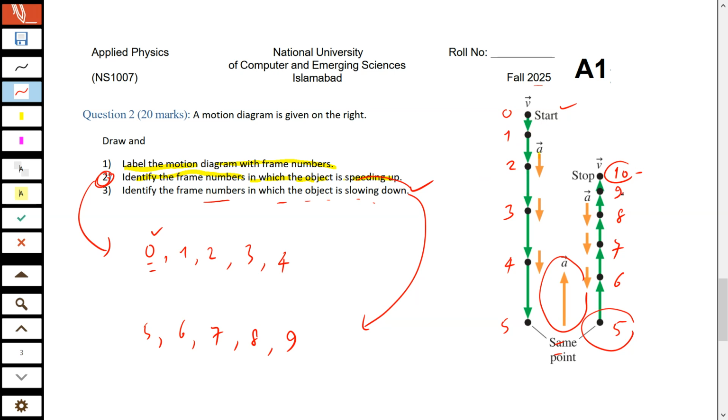But in frame 9, we can say it is slowing down. But when it reaches frame 10, it cannot slow down further. It has already stopped. So you cannot have negative speed, so we are excluding frame 10 from the answer to part 3. That was it. I think question 2 was much simpler than question 1.